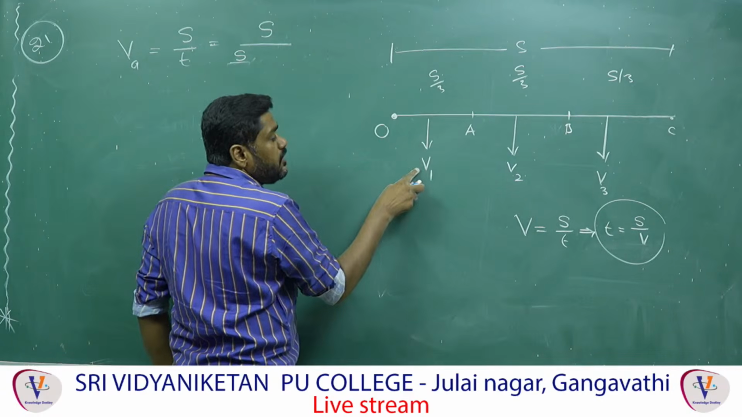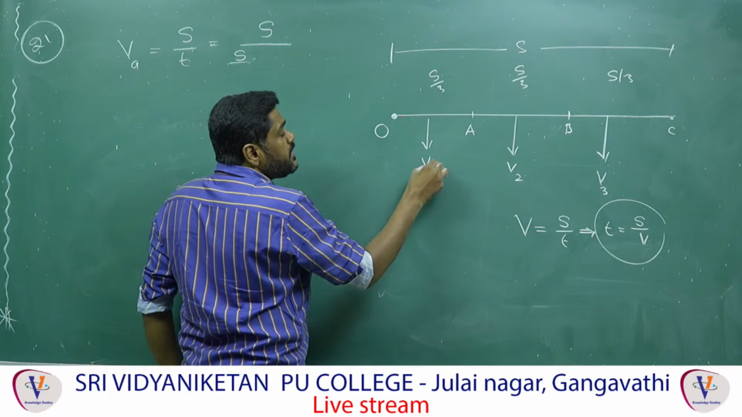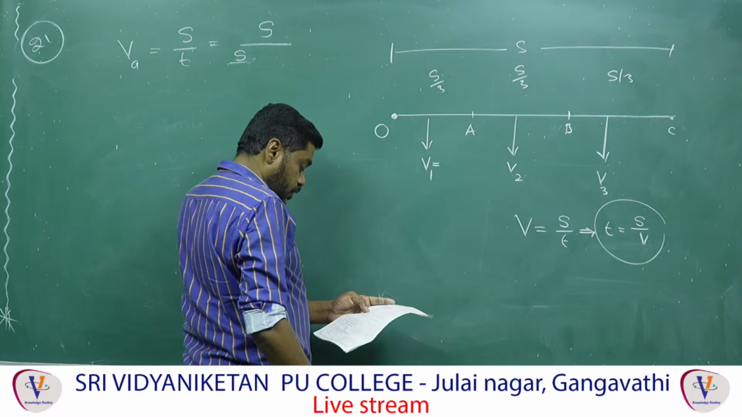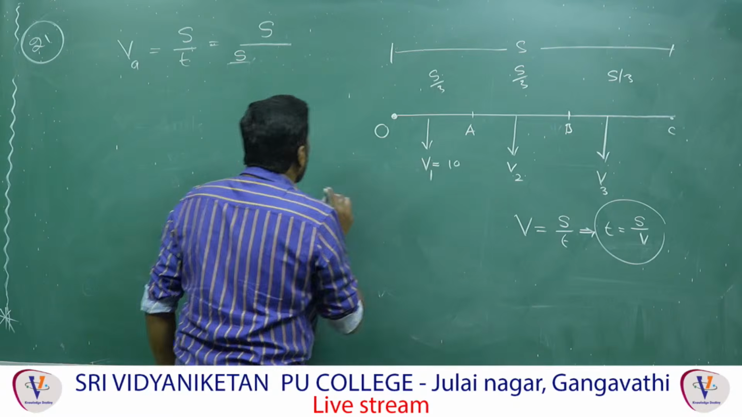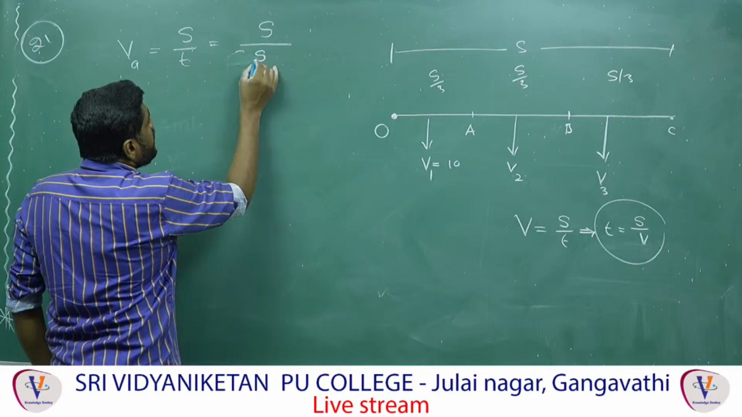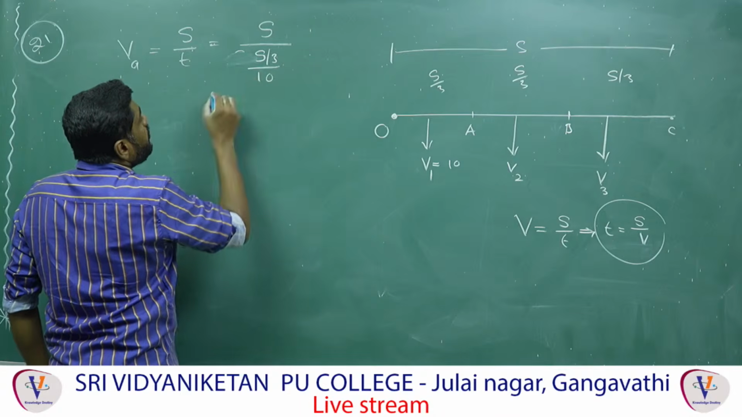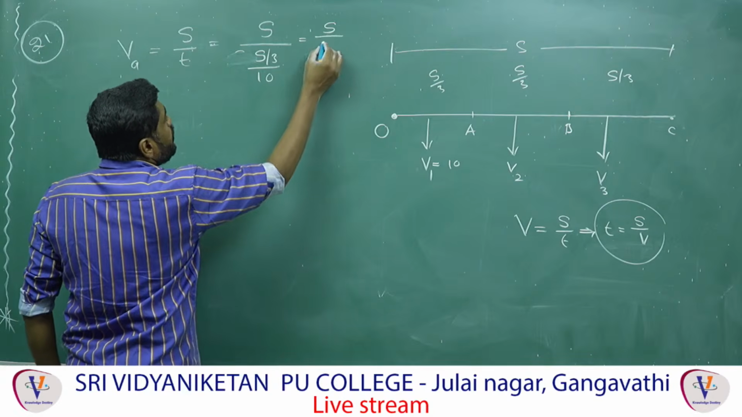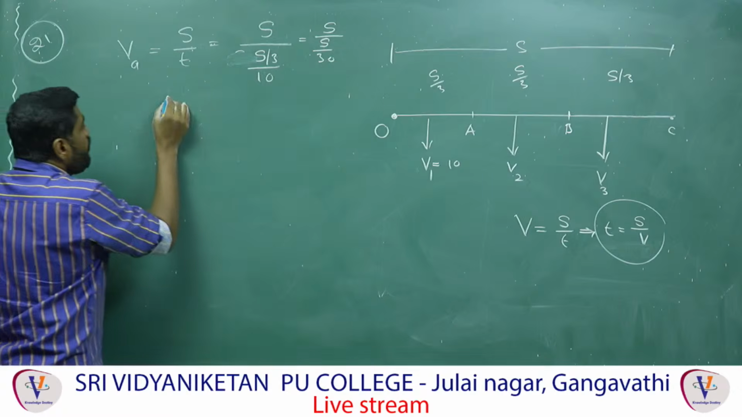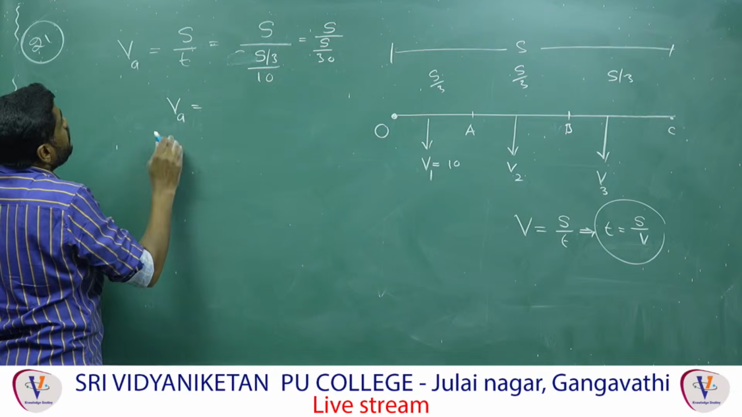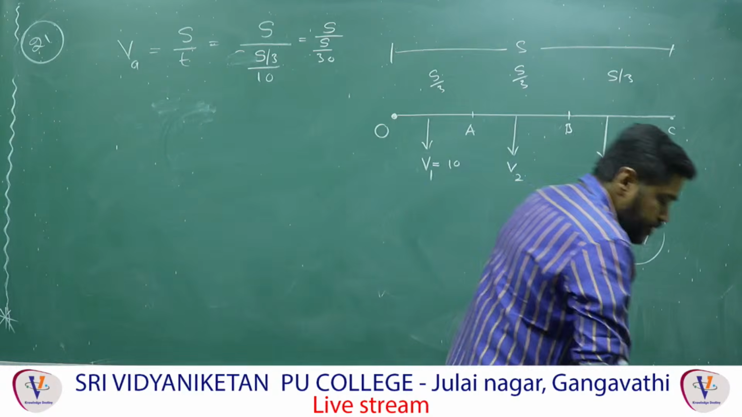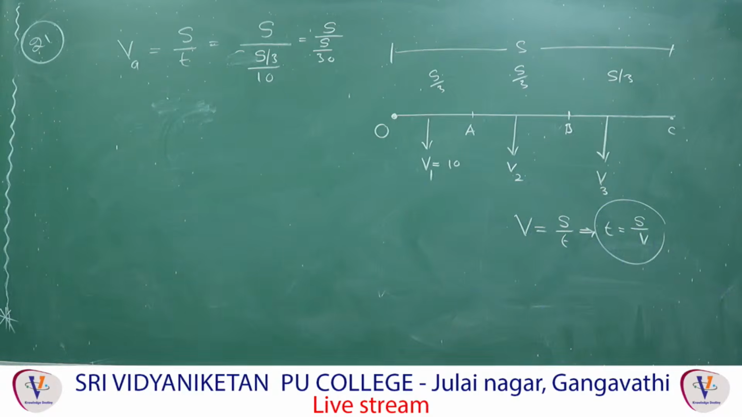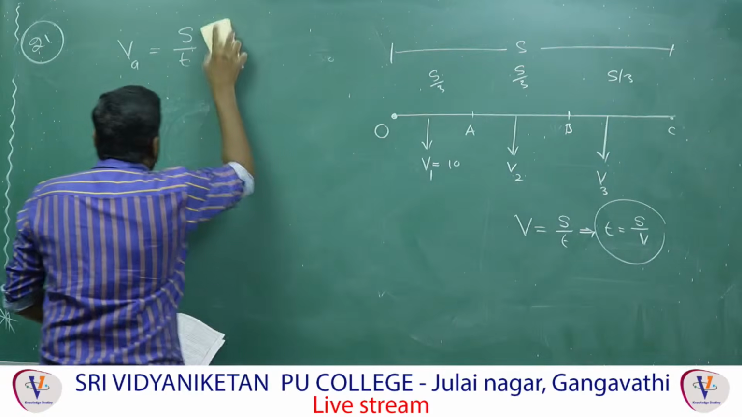For the first part, S by 3 is the distance, and V1 they have given is 10. So we can take S by 3 by 10, which is equal to S by 30. Now let us take the total time.